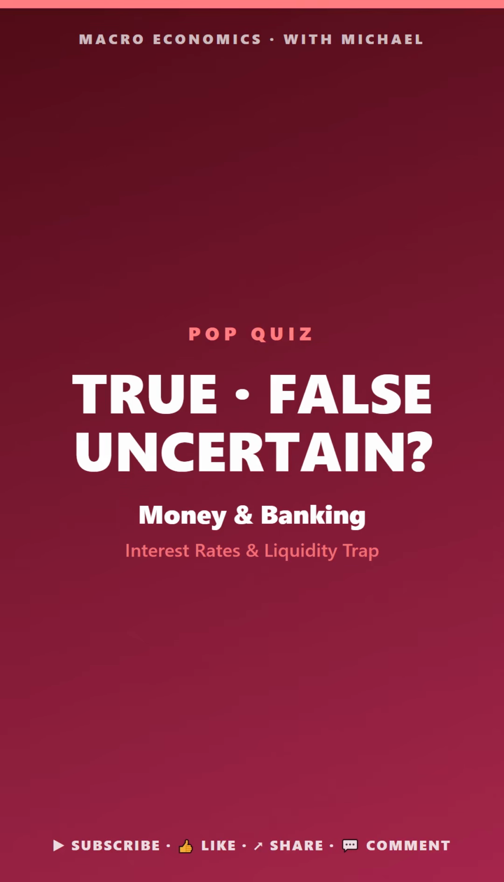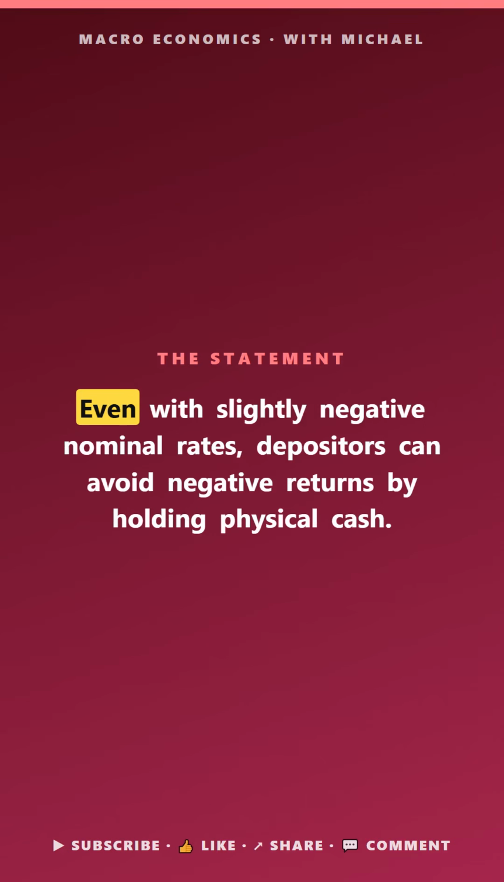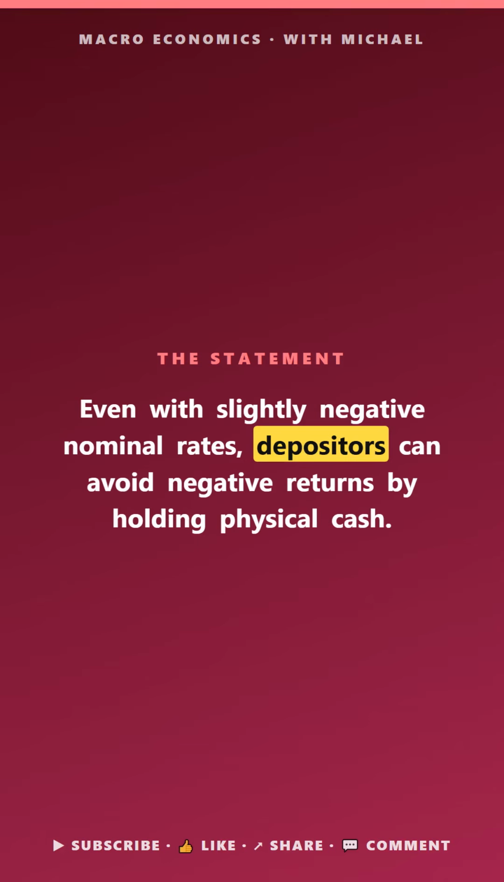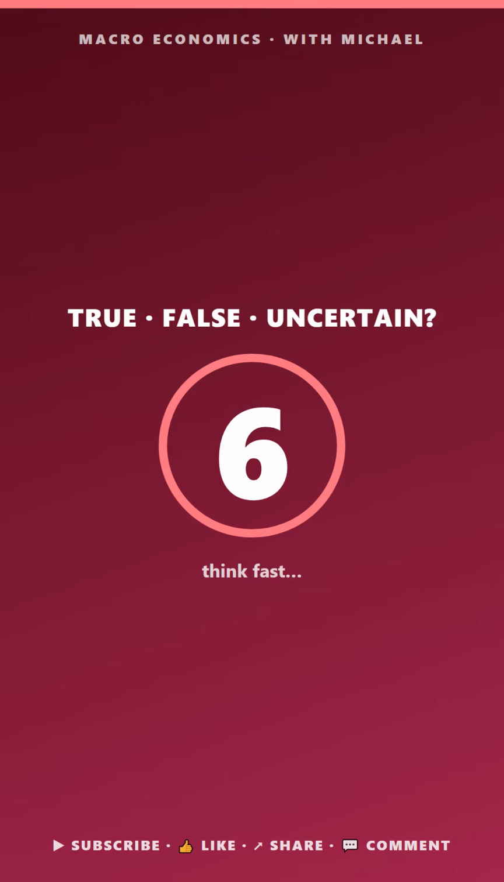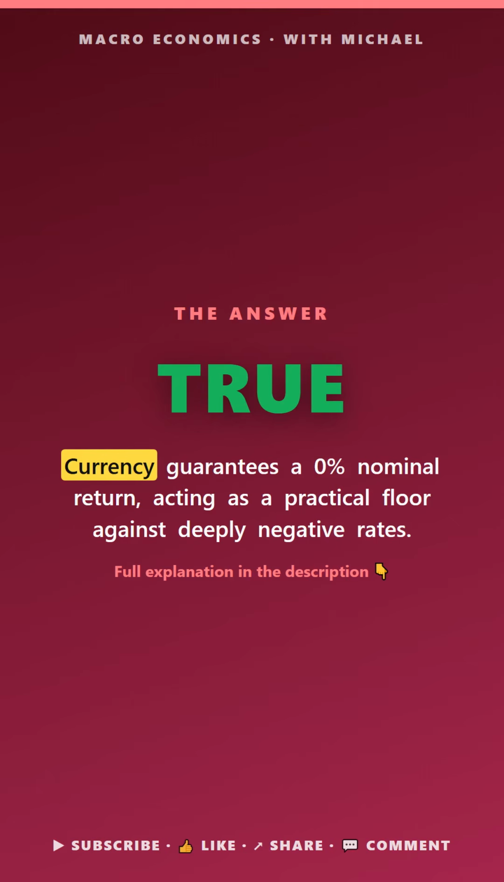Macro pop quiz. Money and banking. True, false, or uncertain. Even with slightly negative nominal rates, depositors can avoid negative returns by holding physical cash. The answer is true. Currency guarantees a 0% nominal return, acting as a practical floor against deeply negative rates.